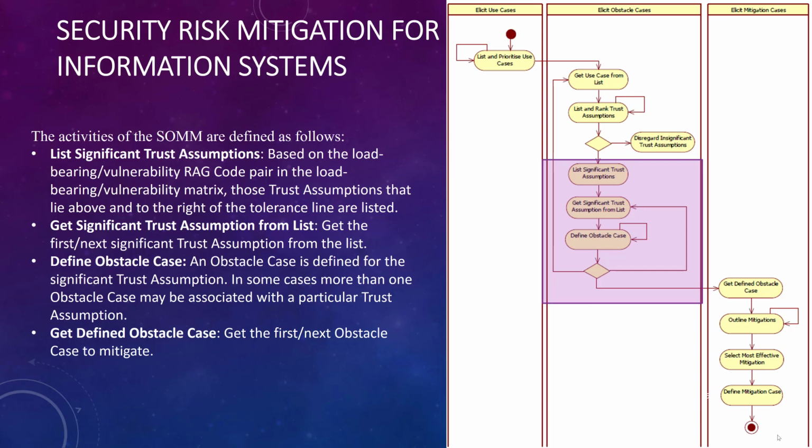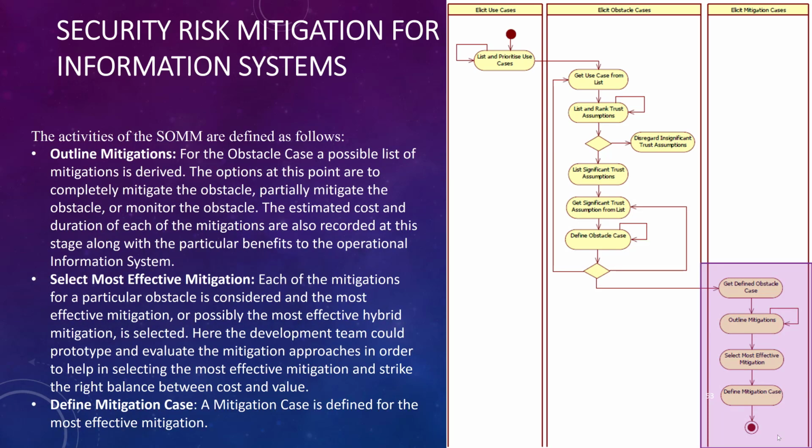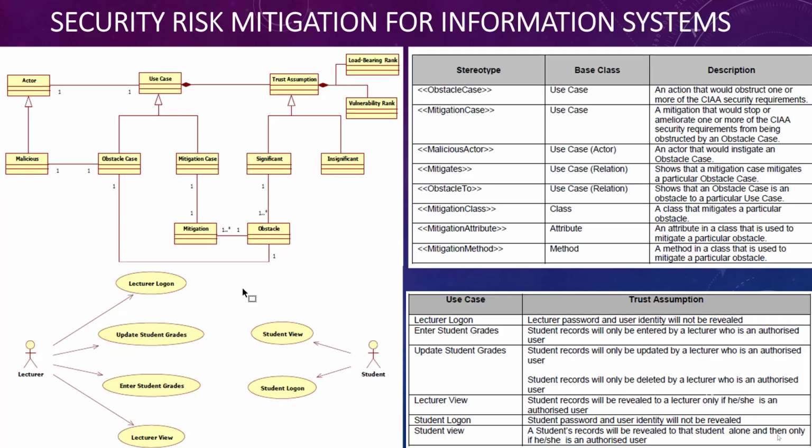We're going to shift, if you will, that purple chart and now look at, okay, fine. Now we need to get the obstacle cases, outline what mitigations address those obstacle cases, select the most effective mitigation or set of mitigations, and then define a mitigation step. And again, you may be saying, well, this all looks good in graphical form and in concept, but how do you apply this? So that's what we're going to do.